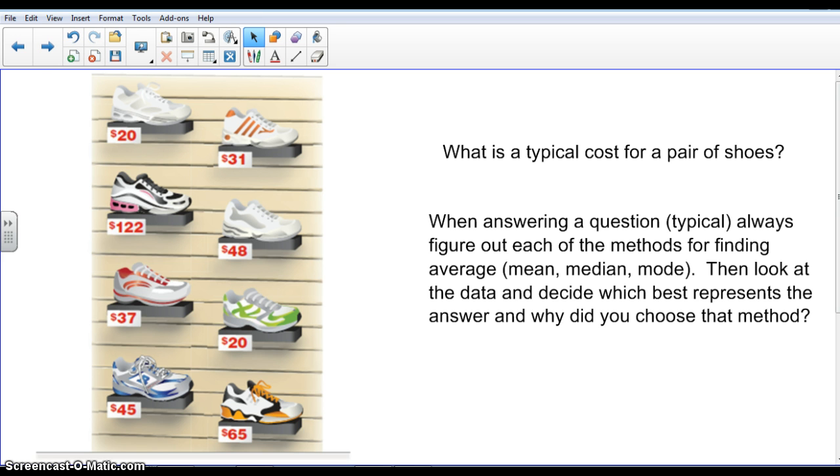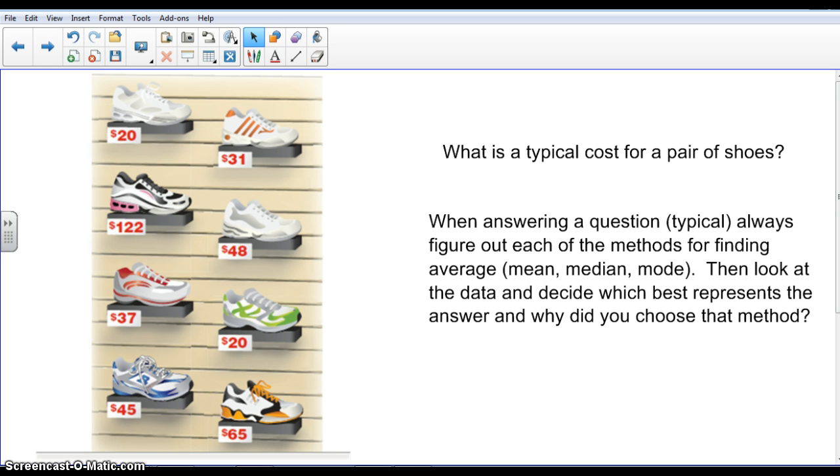Number 4, the mean is 67.25. The median is 51.5, and there is no mode. The median best represents the data, of course, and it's closer to more of the data because the mean is influenced in this case by the outliers. So you had some outliers there.